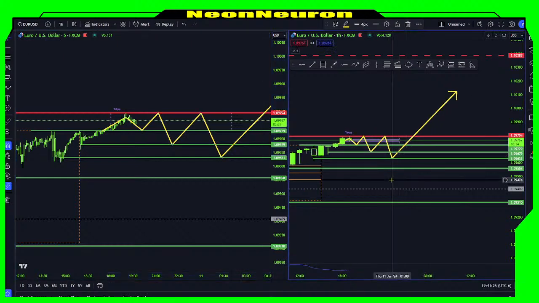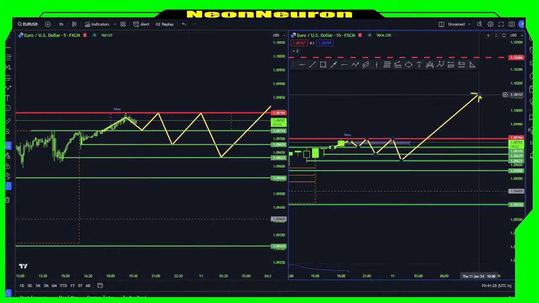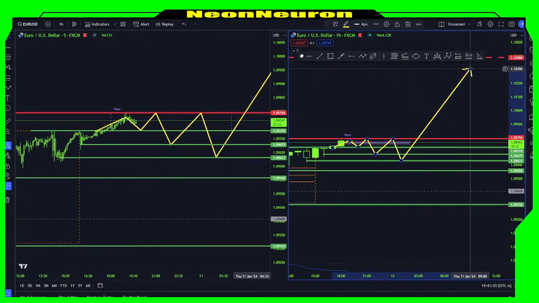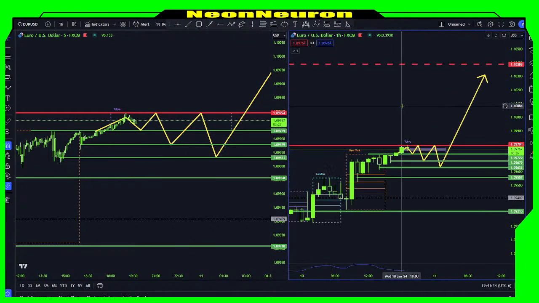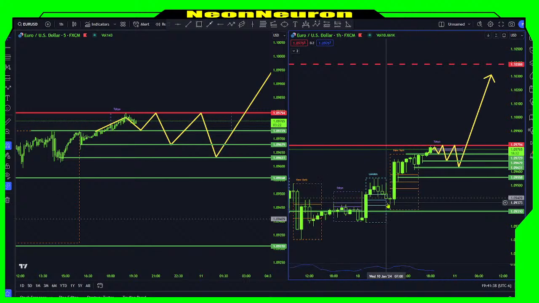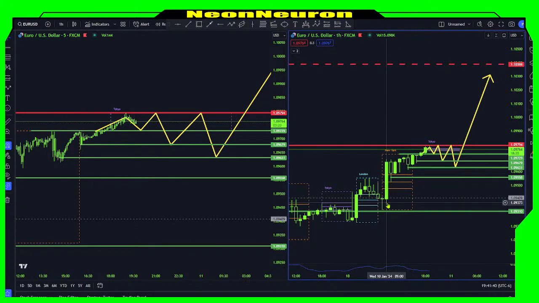Anyway, this is my bias for the week. This is what I'm anticipating. I don't really condone trying to trade or taking this as gospel. Do your own analysis, see what you can come up with, and I'm interested to see what anyone else has to say in the comments.